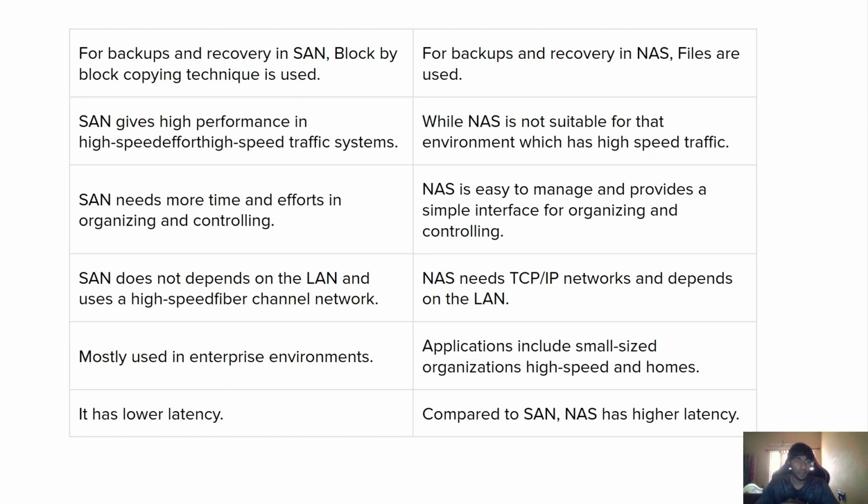Self-explanatory. And SAN does not depend on the LAN and uses a high-speed fiber channel network. So this is very important. Whereas NAS needs TCP/IP networks and depends on the LAN, which causes congestion. So it's not that good, but it depends on the use case. SAN is mostly used in enterprise environments, that's huge companies. Whereas NAS applications include small-sized organizations, high-speed use and homes. SAN has lower latency, whereas NAS has higher latency compared to SAN.